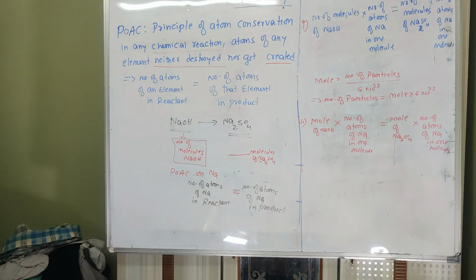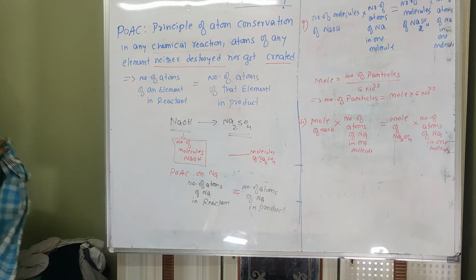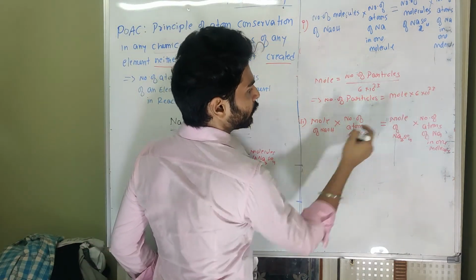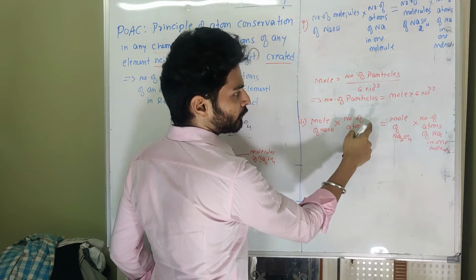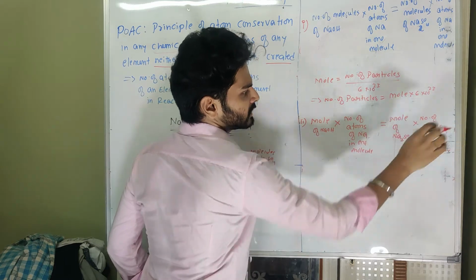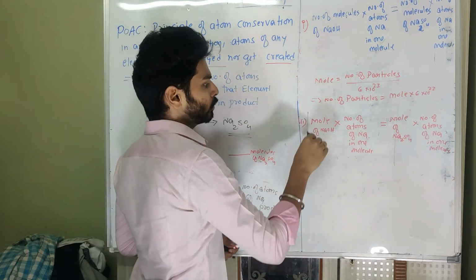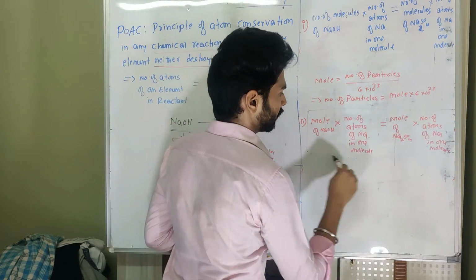So there is 6 into 10 raised to 23 on both sides. I'm just cancelling it out, so that's why 6 into 10 raised to 23 won't be there. Here we substitute, and here also we substitute, then I just cancel. So this is another formula that you have to remember. So mole can also be equated like this.